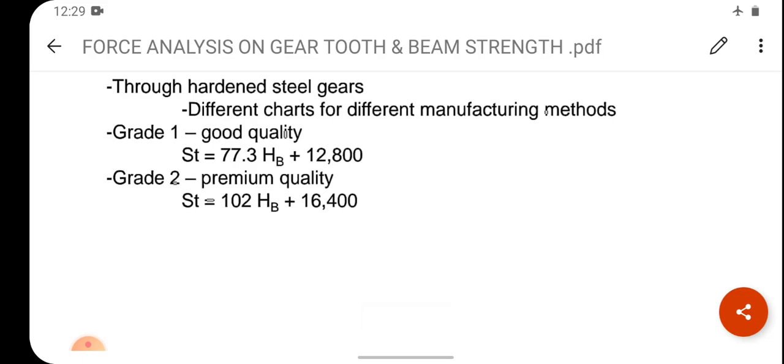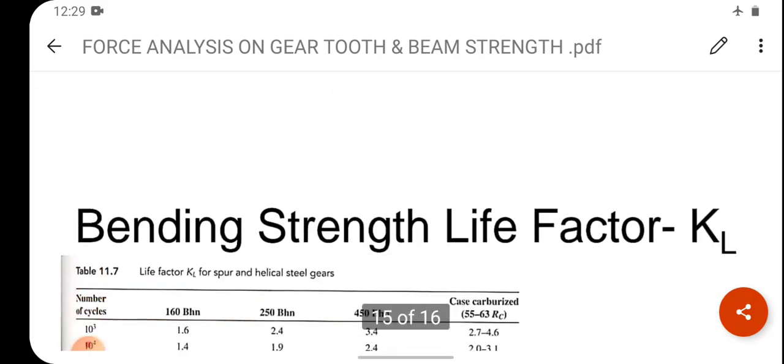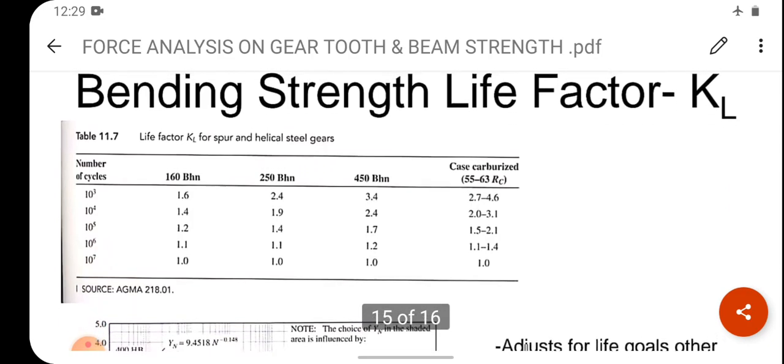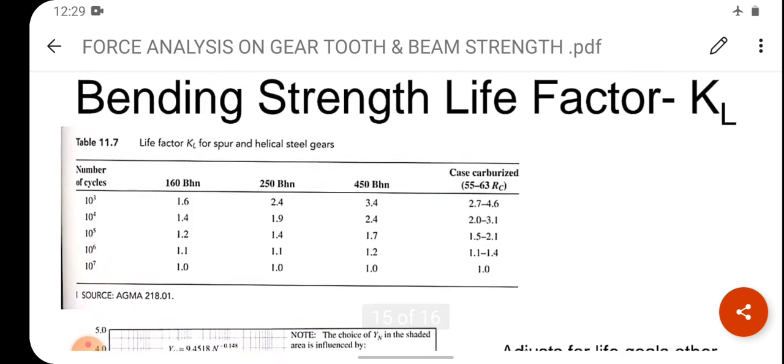Through hardened steel gears, different charts for different manufacturing methods. Grade 1 is good quality, grade 2 is premium quality. Value is given in the graph. Now we will discuss the bending strength life factor, denoted by KL, life factor KL, for spur and helical gears. So number of cycles, hardness number 160 BHN, 250 BHN and 450 BHN.